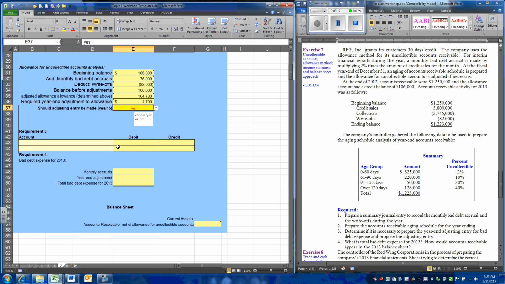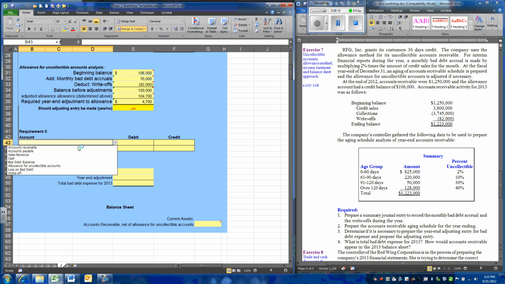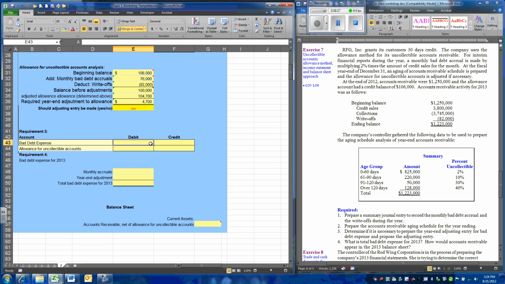The accounts that are going to be affected are the same as our monthly accruals. We're going to recognize additional bad debt expense. We're going to increase the allowance for uncollectible accounts by the 4,700.